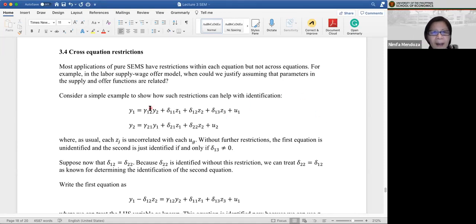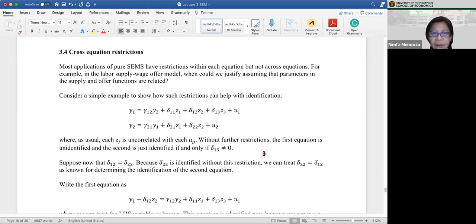Suppose you have a two equation system. We have y sub 1 and y sub 2. y sub 1 is a function of y sub 2, and y sub 2 is a function of y sub 1. So y sub 1 and y sub 2 are endogenous. Then for equation 1, the exogenous variables are z sub 1, z sub 2, z sub 3. For equation 2, we have z sub 1 and z sub 2.